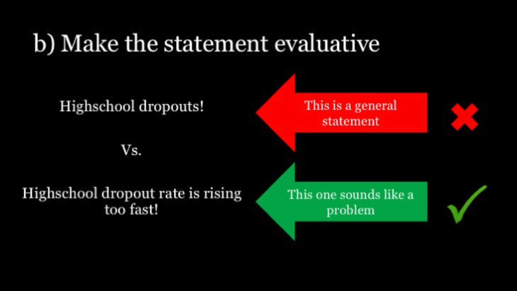Or if you were looking at the problem over time, maybe you can state it as the high school dropout rate is rising too fast, right? We had a dropout rate, the percentage of kids who were dropping out of high school, and that percentage has been increasing at a dangerous level. It's growing too fast. That makes it a problem. Not just the high school dropouts, that's a general statement, but the fact that they're growing too fast. That's how you make it a problem.